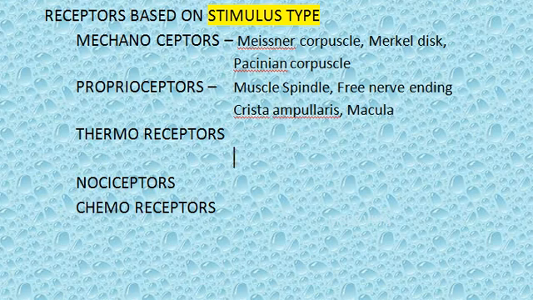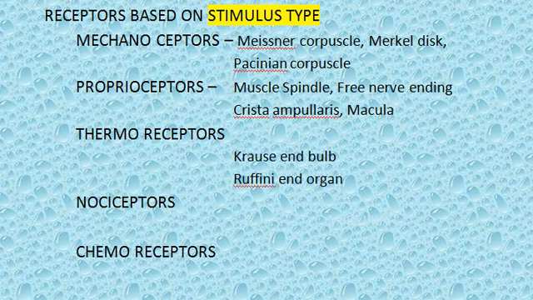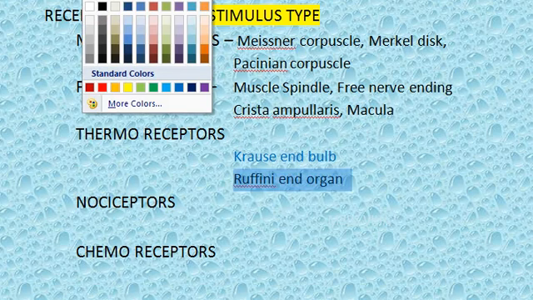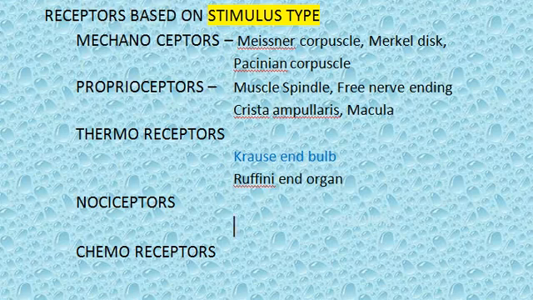We saw examples of these also already. Krause end bulb for cold and Ruffini end organ for hot. Remember? The nociceptors are for pain, correct? The stimulus here is pain. Here the stimulus was temperature. Here the stimulus is position or stretch, and here it is mechanoreceptor: touch, pressure, vibration.